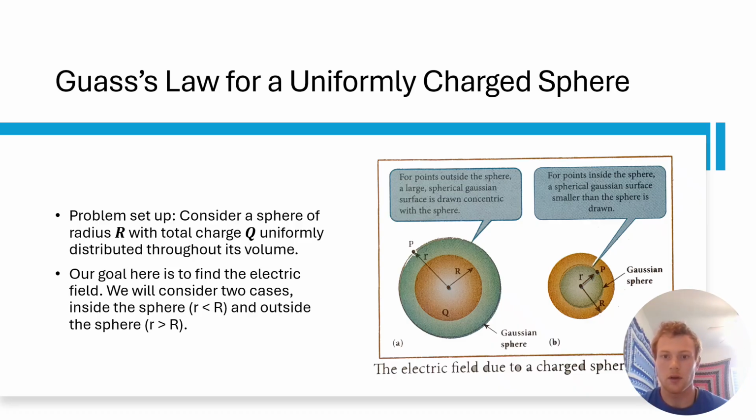So moving on, here I'm going to work out an example of Gauss's law for a uniformly charged sphere with two cases, one inside the sphere and one outside the sphere. We'll see how the math changes a little bit, but it's more to demonstrate section 1 of the learning objectives.